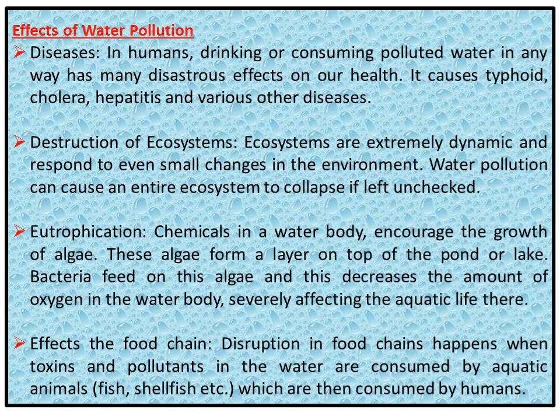Eutrophication. Chemicals in a water body encourage the growth of algae. This algae forms a layer on top of the pond or lake. Bacteria feed on this algae, and this decreases the amount of oxygen in the water body, severely affecting the aquatic life there. Affects the food chain. Disruption in food chains happens when toxins and pollutants in the water are consumed by aquatic animals like fish, shellfish, etc., which are then consumed by humans.